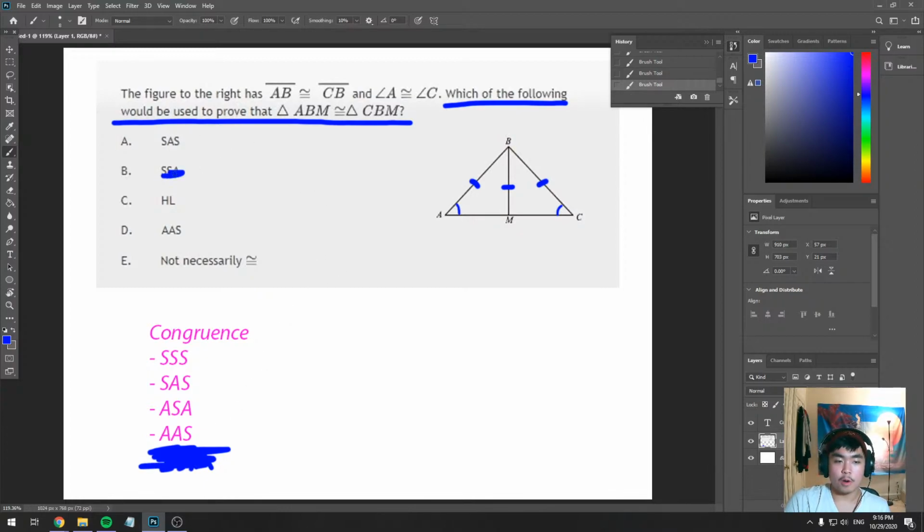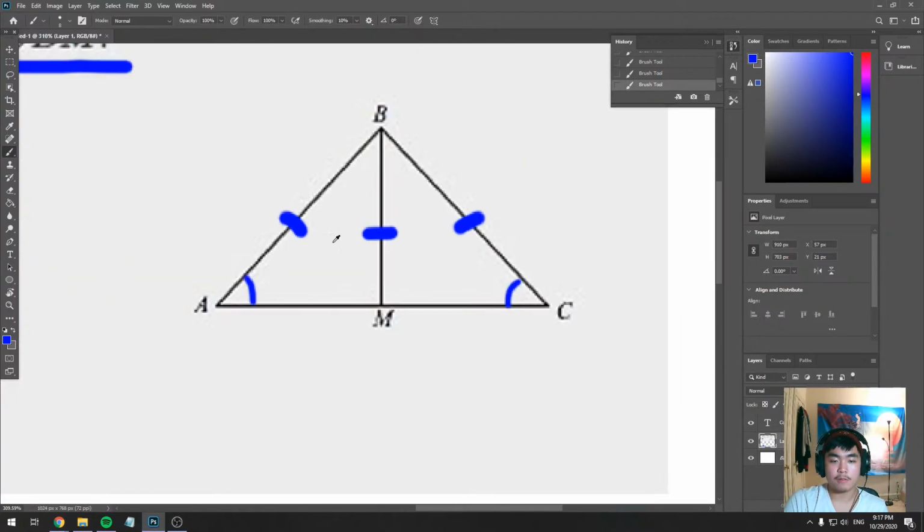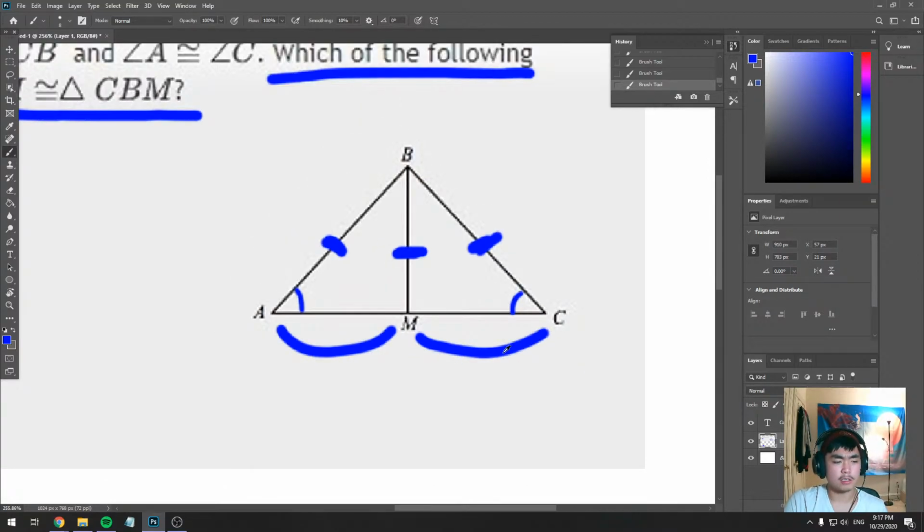Alright, so right off the bat, SSA is out of the picture. It doesn't prove congruence. HL we haven't learned about yet, so we're not going to deal with that. Right off the bat, let's check for SSS. So we have two side pairs. What about this third pair, AM and MC? Are they congruent?